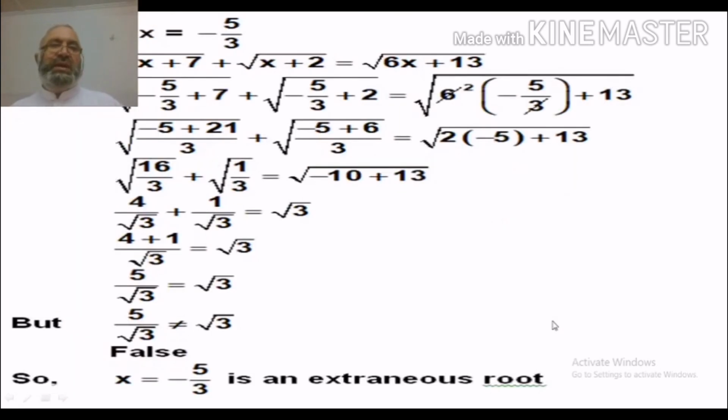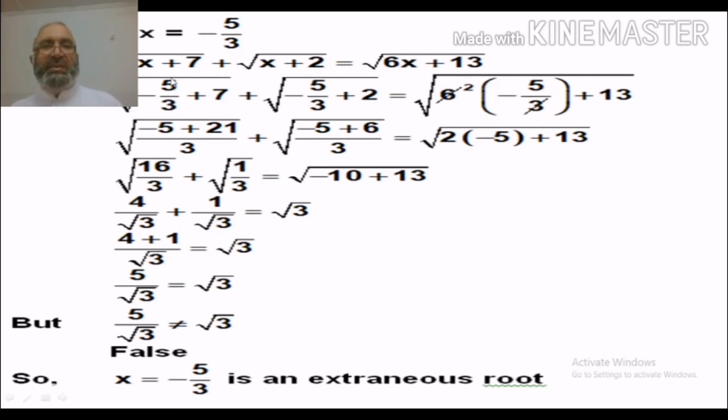For the next root, for x is equal to minus 5 by 3, check this root. Put x is equal to minus 5 by 3 in the original equation. Square root of x plus 7 plus square root of x plus 2 is equal to square root of 6x plus 13, so it becomes square root of minus 5 by 3 plus 7, plus square root of minus 5 by 3 plus 2, is equal to, on the right-hand side, 6 into this one, so 3 cancels with 6, 3 into 2, minus 10 plus 13.